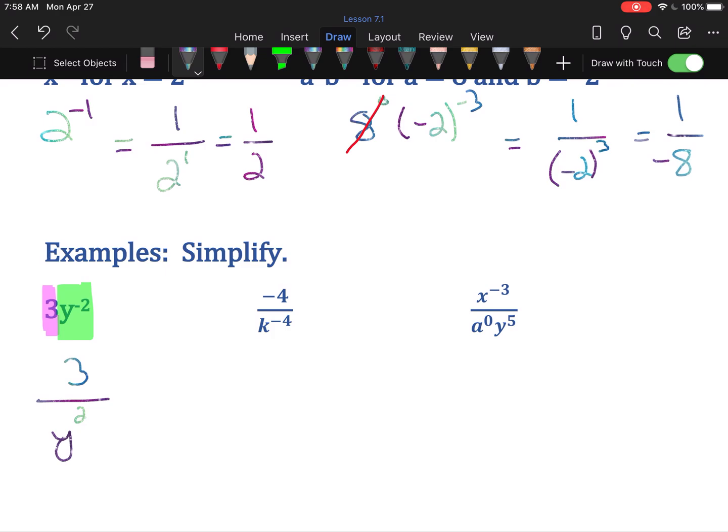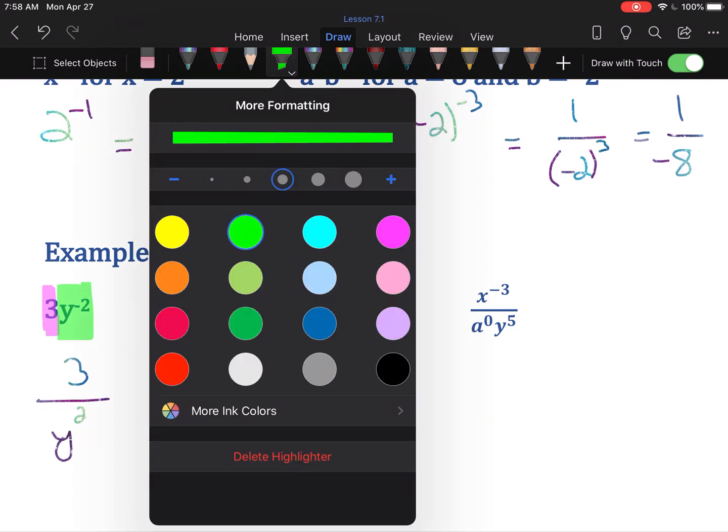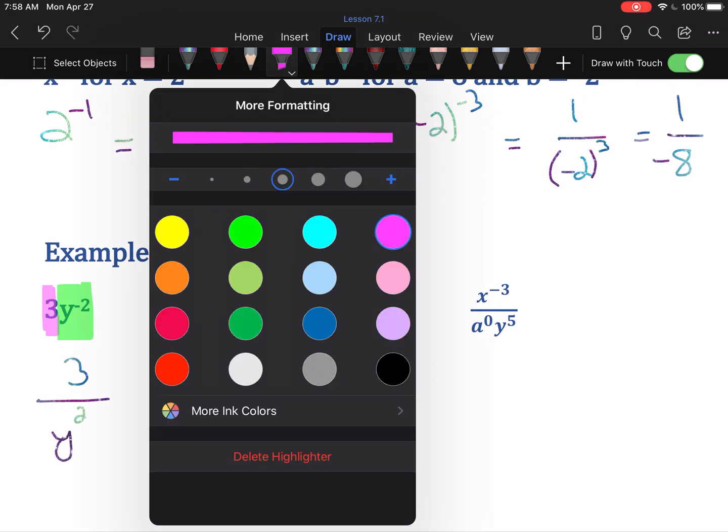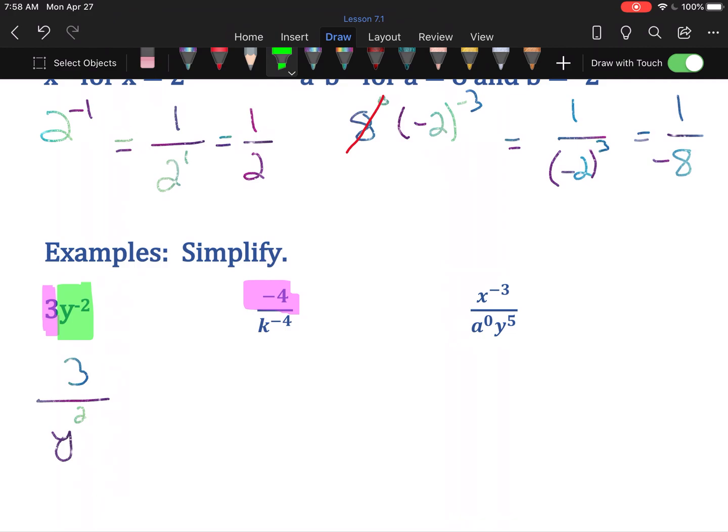The next example, again, let's take a look at the fact that there are multiple pieces here. There's a negative 4, which is fine because he's just a number. He doesn't have an exponent. And there's a k to the negative 4, which is a problem because he's got a negative exponent. Negative exponents say, hey, move me to the other part of the problem. This is the first one we've seen in a denominator, but that just means move it up to the numerator.